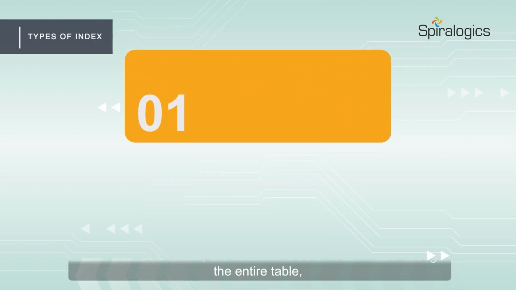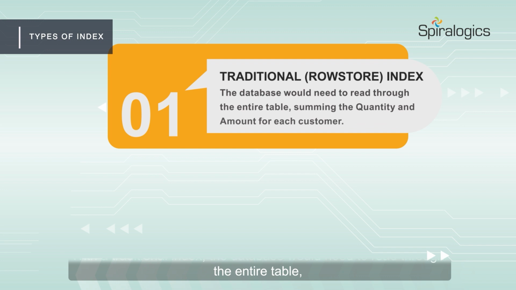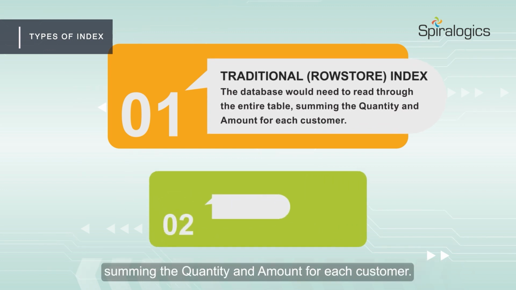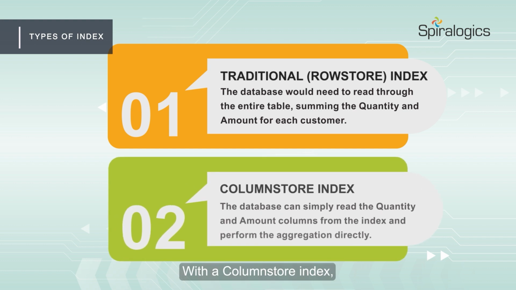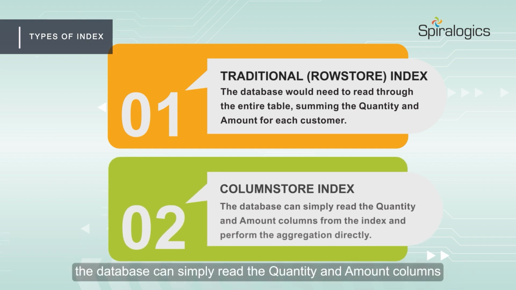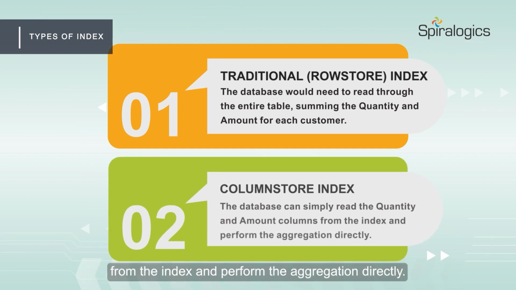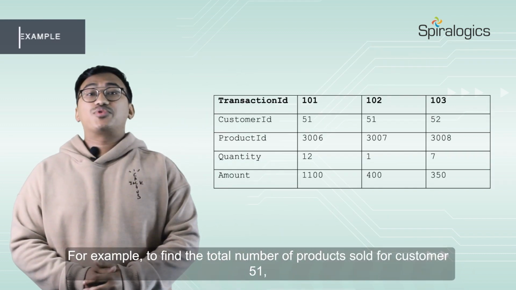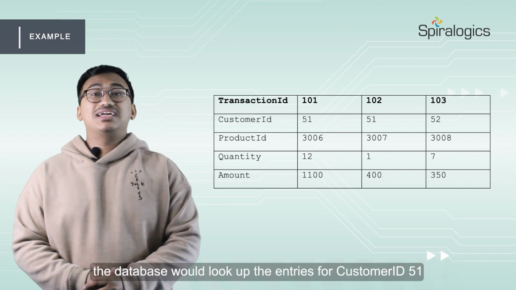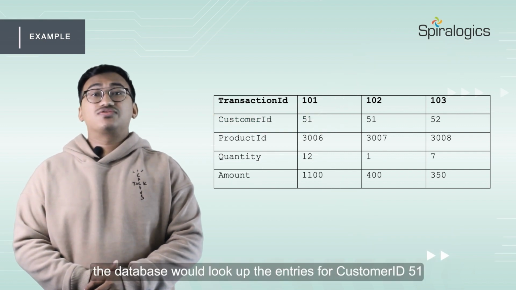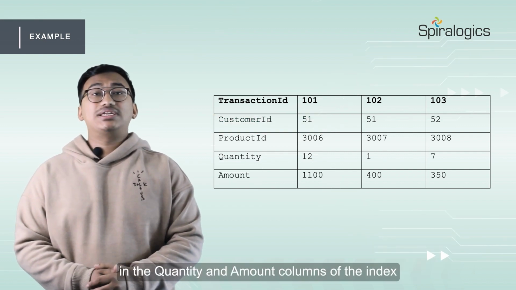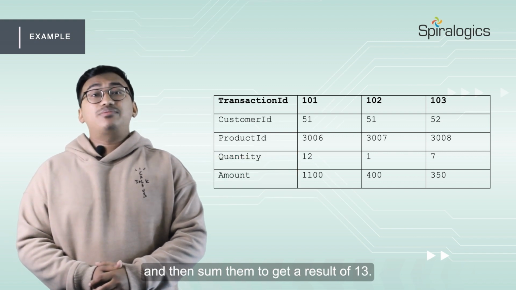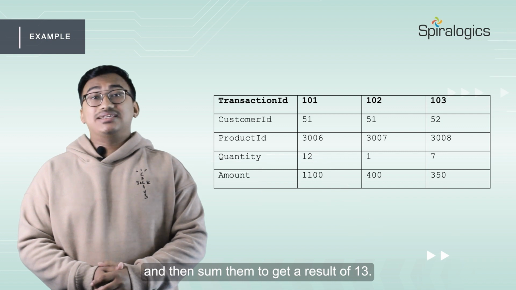With a traditional index, the database would need to read through the entire table, summing the quantity and amount for each customer. With a column store index, the database would simply read the quantity and amount columns from the index and perform the aggregation directly. For example, to find the total number of products sold for customer 51, the database would look up the entries for customer ID 51 in the quantity column of the index and then sum them up to get the result 13.